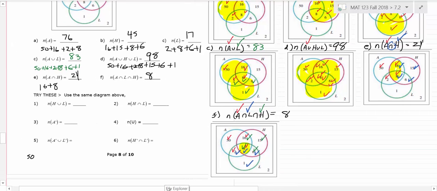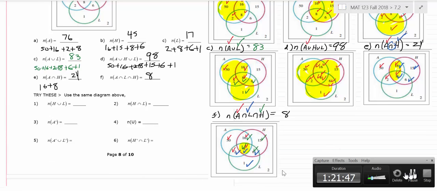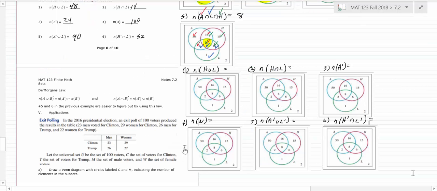So what I'm going to have you do next is go ahead and use the same diagram. I'm going to pause the video and let you see if you can figure out the answers to these. So we'll check on that in just a minute. If you want to check your answers, this is what I got: 48, 14, 24, 100, 90, and 52.